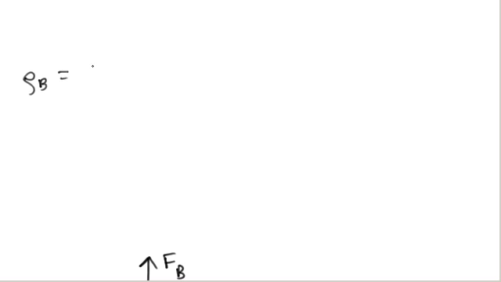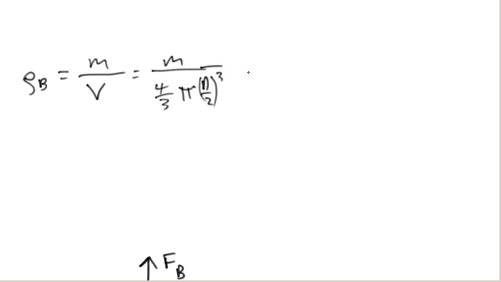is equal to the density of the ball, so it's the mass of the ball divided by the volume of the ball, which is the mass of the ball divided by 4/3 pi (d over 2) cubed, or it's the mass divided by pi over 6 times d cubed.